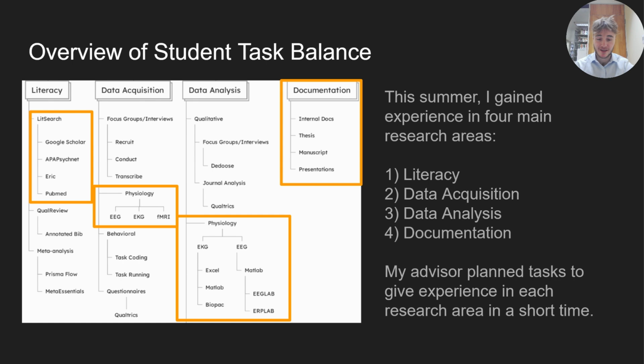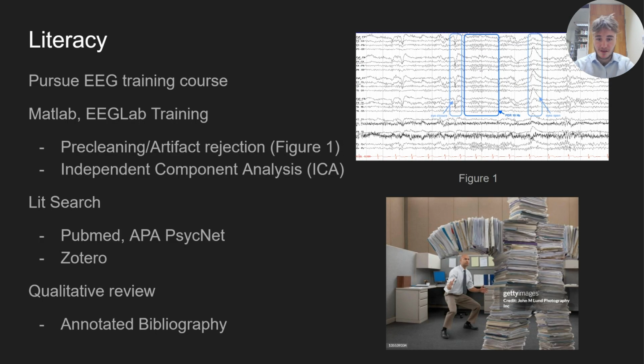This summer, I gained experience in four main research areas: literacy, data acquisition, data analysis, and documentation. My advisor planned tasks to give experience in each research area in a relatively short period of time, that is approximately 9 weeks. Many measures were taken to build my literacy in this field of research, as I knew little about EEGs and HRV before conducting this research.